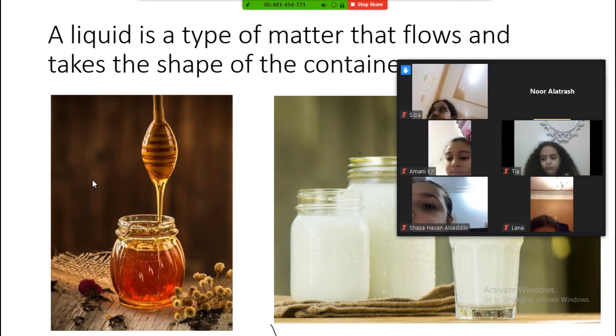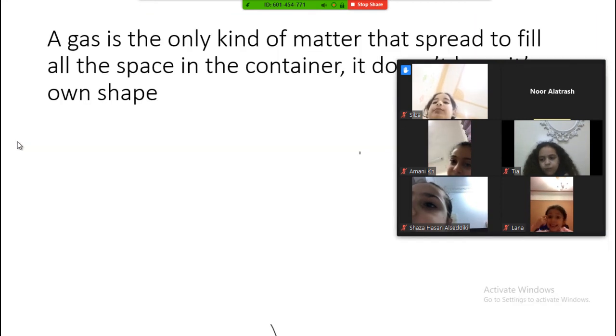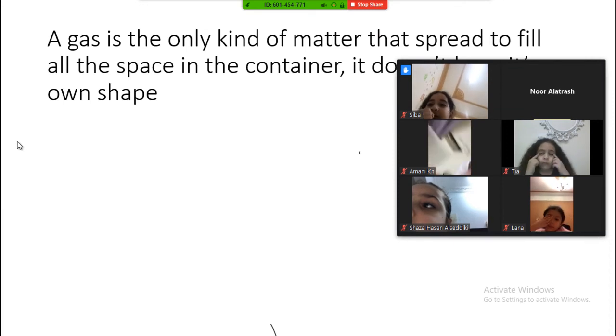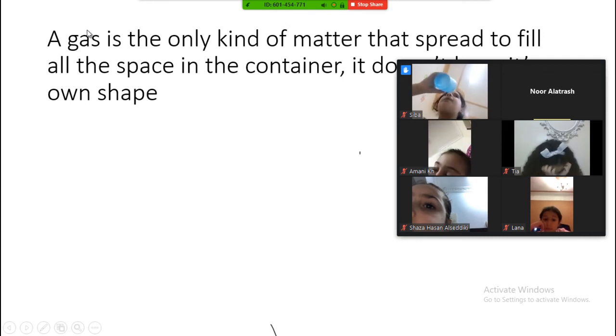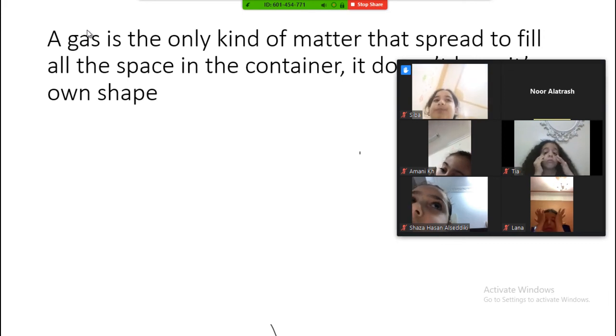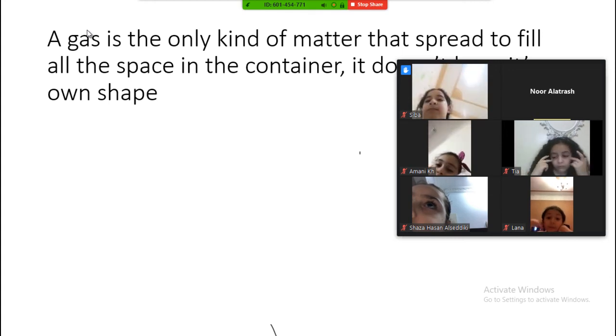What fills the container is the gas. Sometimes you cannot see the gas, but you can feel it, like when the air is blowing, it can make your hair fly, right? So the air, or the gas, is the only kind of matter that spreads to fill all the space in the container. It doesn't have its own shape. If you put the air inside a balloon, it's going to take the shape of the balloon. If you don't put it inside any container, it's going to fill the room that you are sitting in.